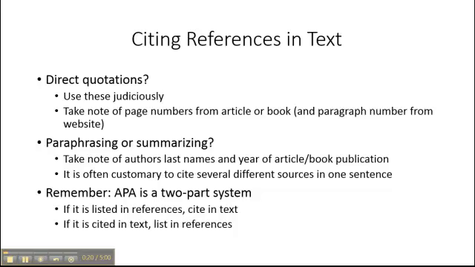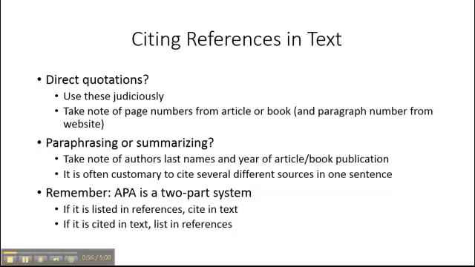One is, are you hoping to use a direct quotation from a different author? If so, I recommend using direct quotations judiciously. Sometimes the author has said something so well or so perfectly, or may say something controversially, that really compels you to use a direct quote. And if so, it's important to take note of the page numbers from the article or the book, or if you're citing from a website, the paragraph number from which you're taking that particular quote. These factors are going to be really important when it comes to citing your references in your text.